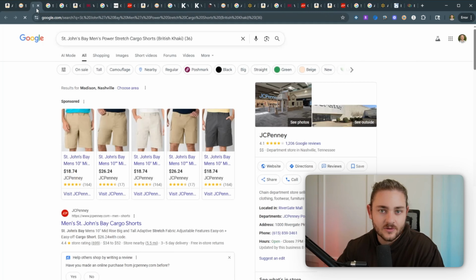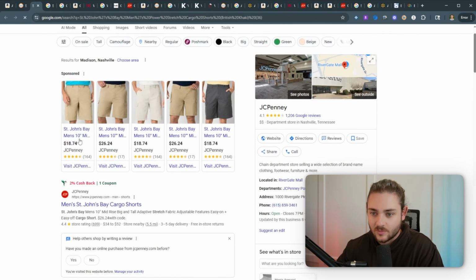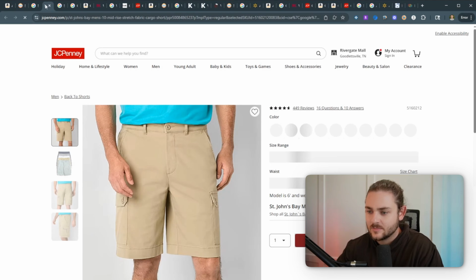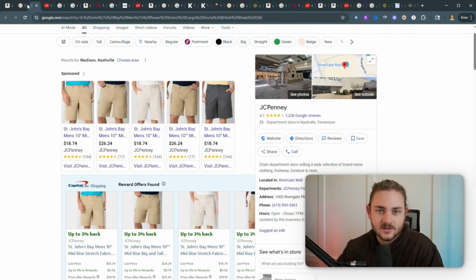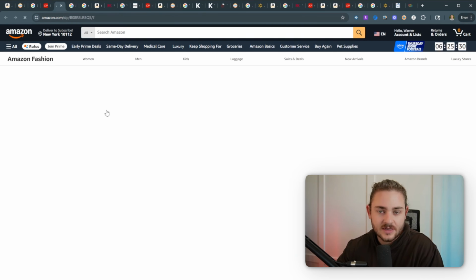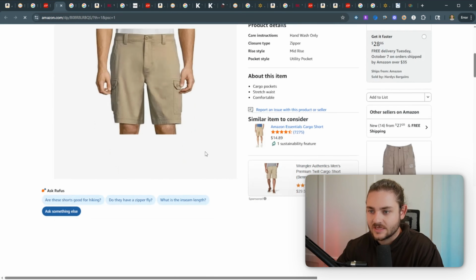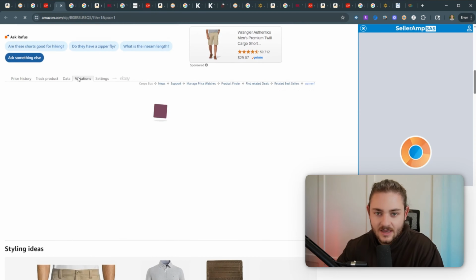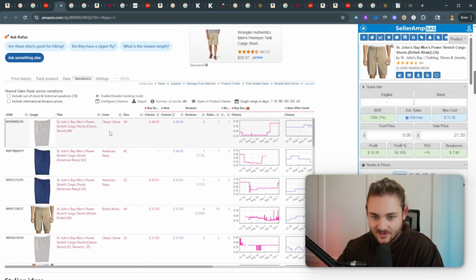So, for example, I don't know if we looked at this, like St. John's Bay. Let's see, what are these going for? Are these 18 bucks? We need them for 12 or so. Let's do that check again like we did with the jeans, see if there's any really expensive versions of it. And then I believe we'll be out of time on our 15-minute challenge here, and we'll see how the other version of me did.